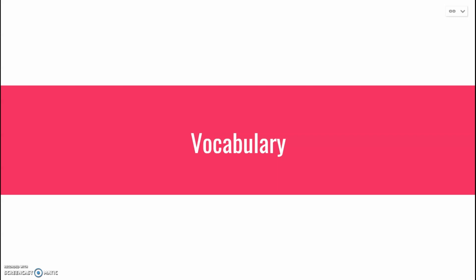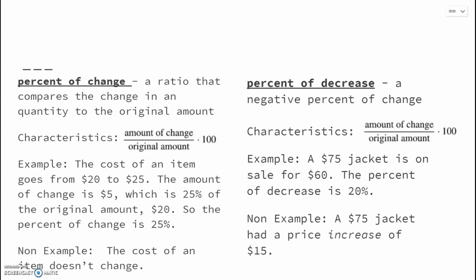All right, so let's review the vocabulary we're using. Percent of change is a ratio that compares the change in quantity to the original amount. So you put your amount of change over the original amount. Example, the cost of an item goes from $20 to $25. The amount of change is $5. So that amount of change is how much is in between. So $5 is 25% of the original amount.